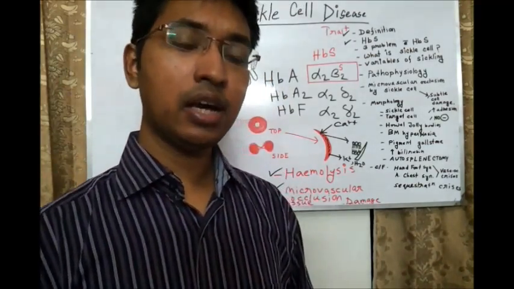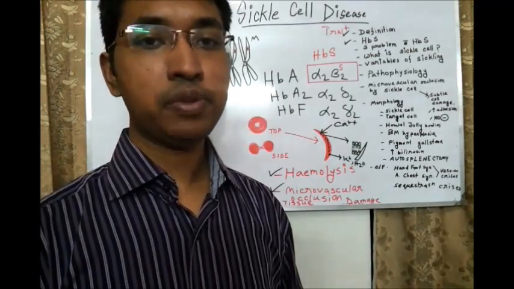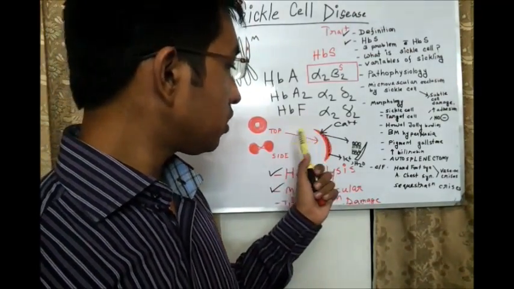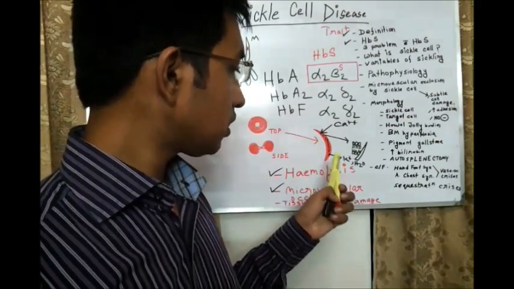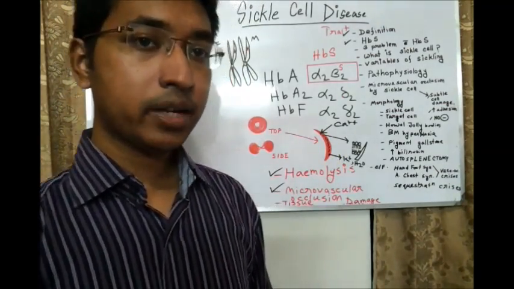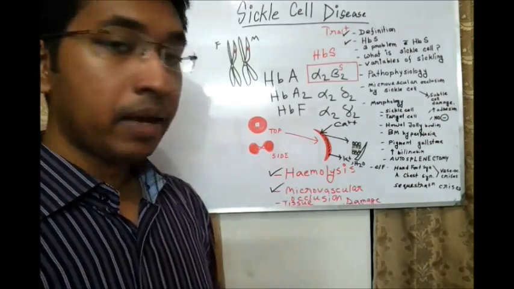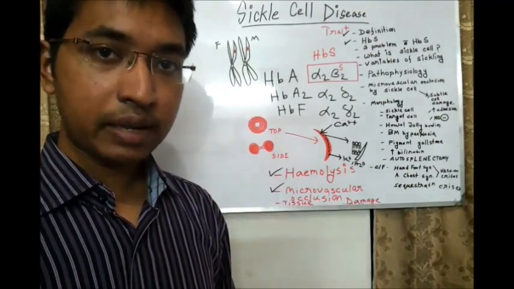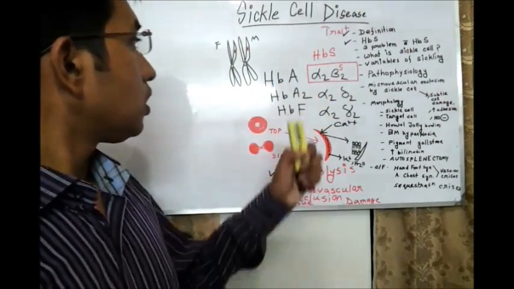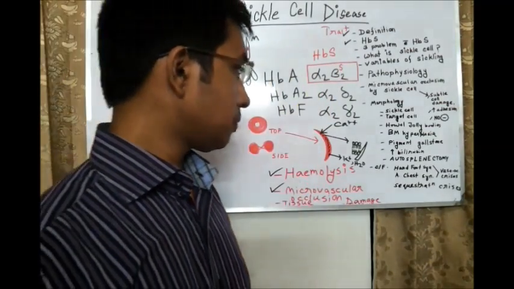And you may be asking me how they are protected from the malaria. Well, simple. The RBC is getting hemolyzed a little bit quicker. So that is making the malaria parasite unable to grow inside the red blood cell. Okay, so that is sickle cell trait.